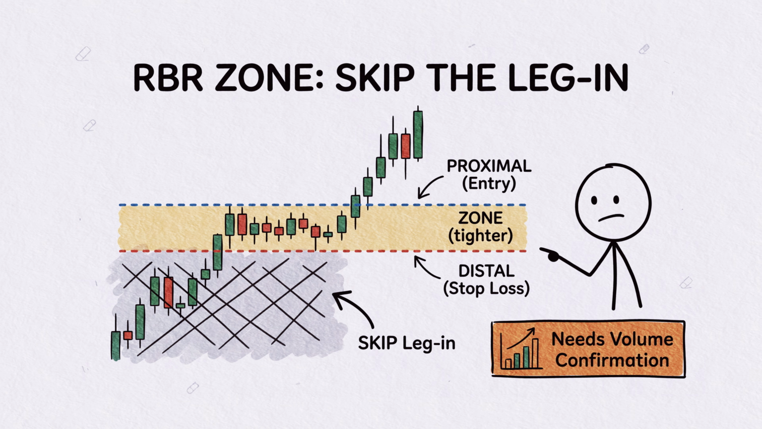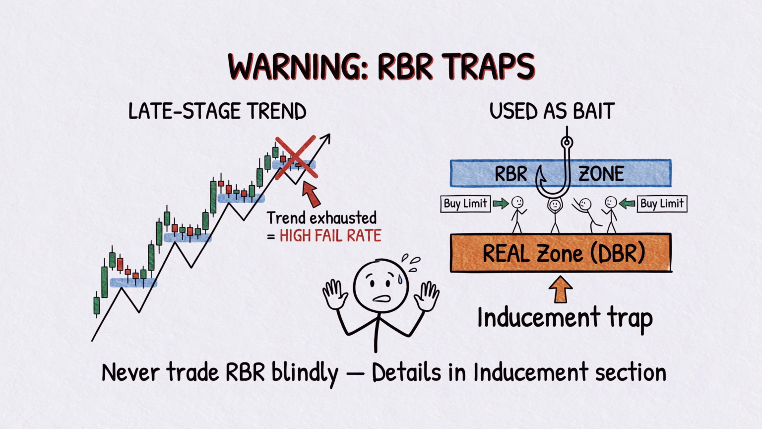I'll cover this later. And here's the warning. RBR has a very high probability of failure if it appears in a late-stage trend, or if it runs straight into a reversal zone from a higher time frame. And institutions frequently use RBR as bait. I'll show you the exact mechanism of this trap in the inducement section. But first, let's look at the mirror copy.